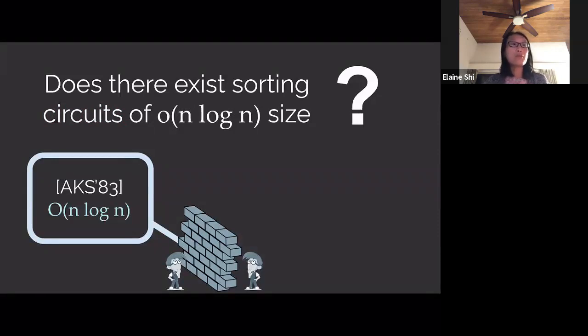On the upper bound front, we are stuck at the AKS sorting network from 1983. The AKS sorting network is comparison-based, so it is actually optimal in the comparator-based model. A long-standing question is, can we beat AKS if we forego the comparison-based restriction? It turns out that we haven't made any progress at all along this front.